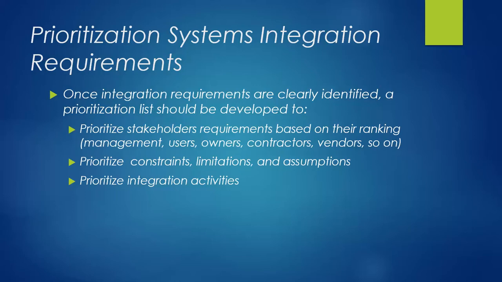Once integration requirements are clearly identified, a prioritization list should be developed to prioritize stakeholders' requirements based on their ranking. The priorities for what the management requires, what users require, what owners require, what contractors require, what vendors require. So we have to prioritize all these requirements, and based on that, they will be analyzed and included in the architecture, translated into functions, utilities, and other things. The same will happen with the constraints, limitations, and assumptions.